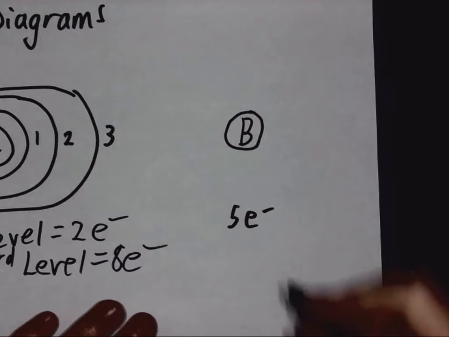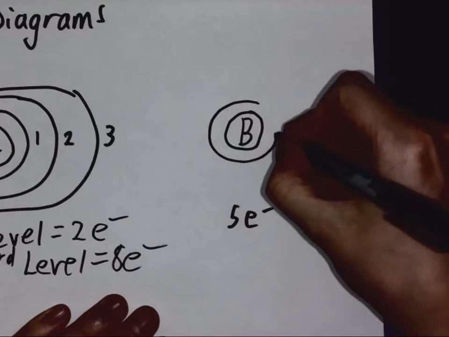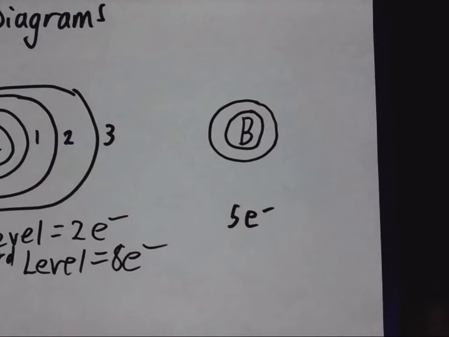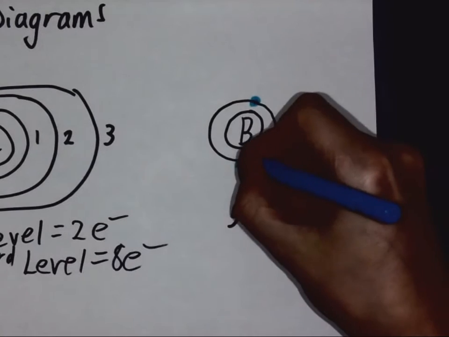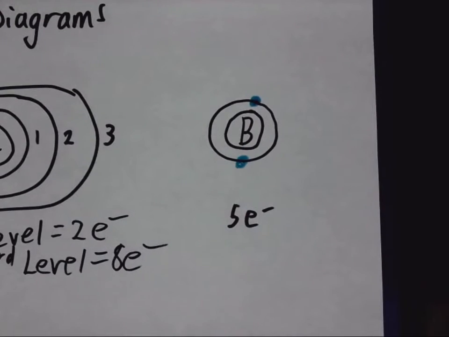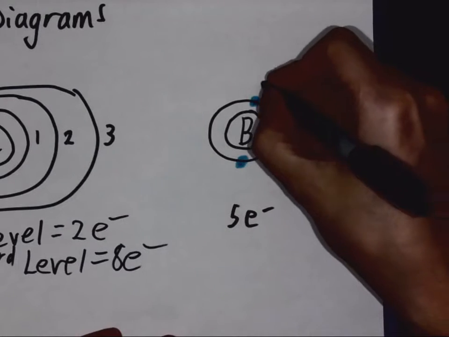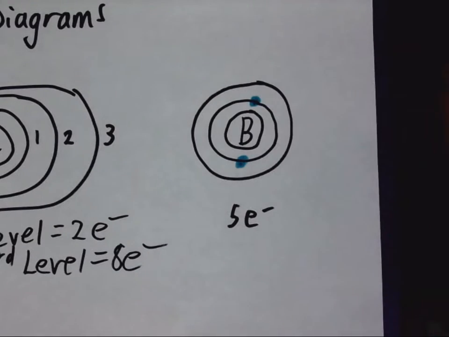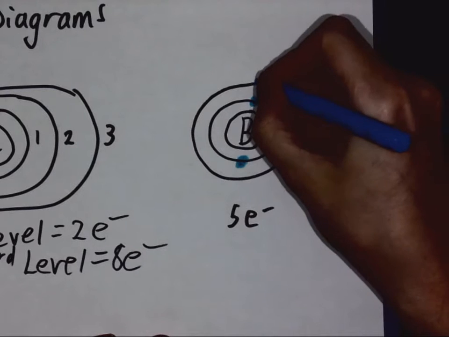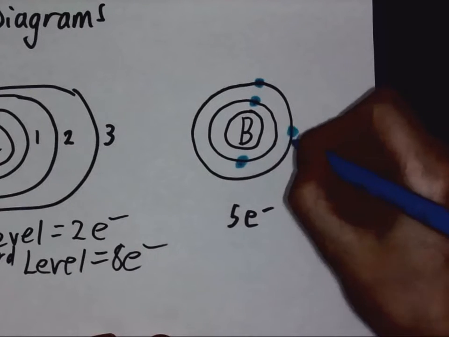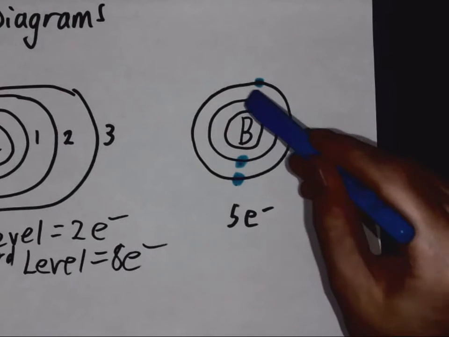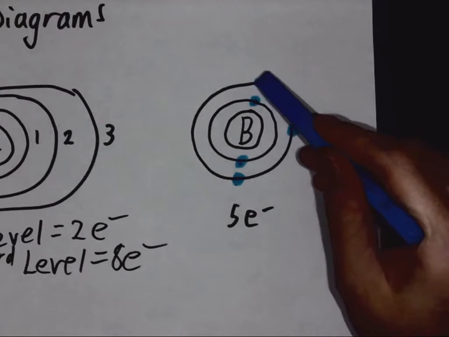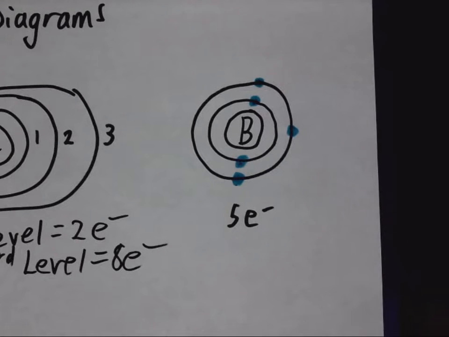And we can just start putting them in shells. Here's our first shell, and our first shell can only hold 2 electrons. So there is 1 electron, 2 electrons. The second shell can hold up to 8 electrons. 1 electron, 2 electrons, 3 electrons. So that is the Bohr diagram for boron. On the first level, we only have 2 electrons. On the second level, we have 1, 2, 3 electrons.